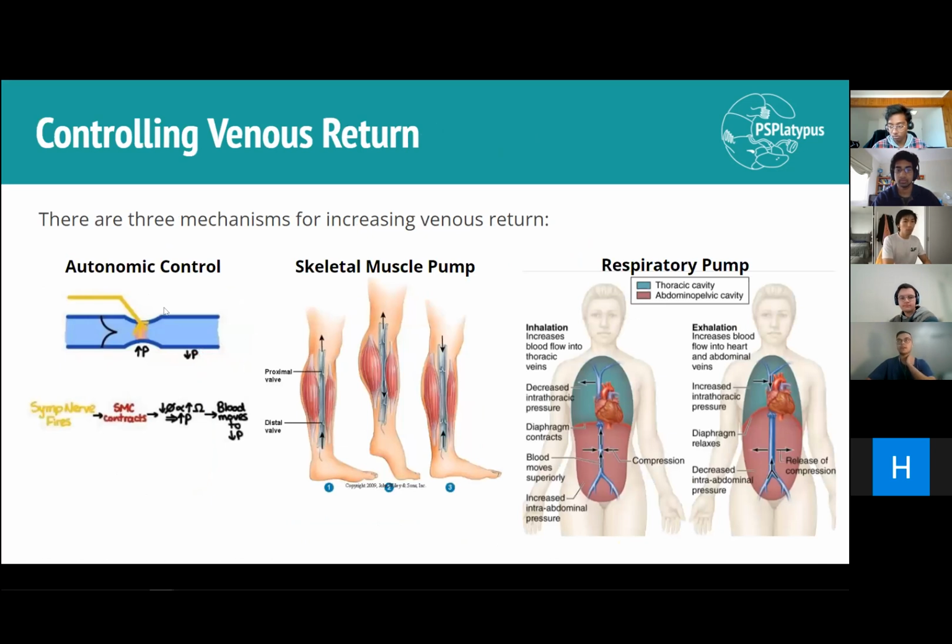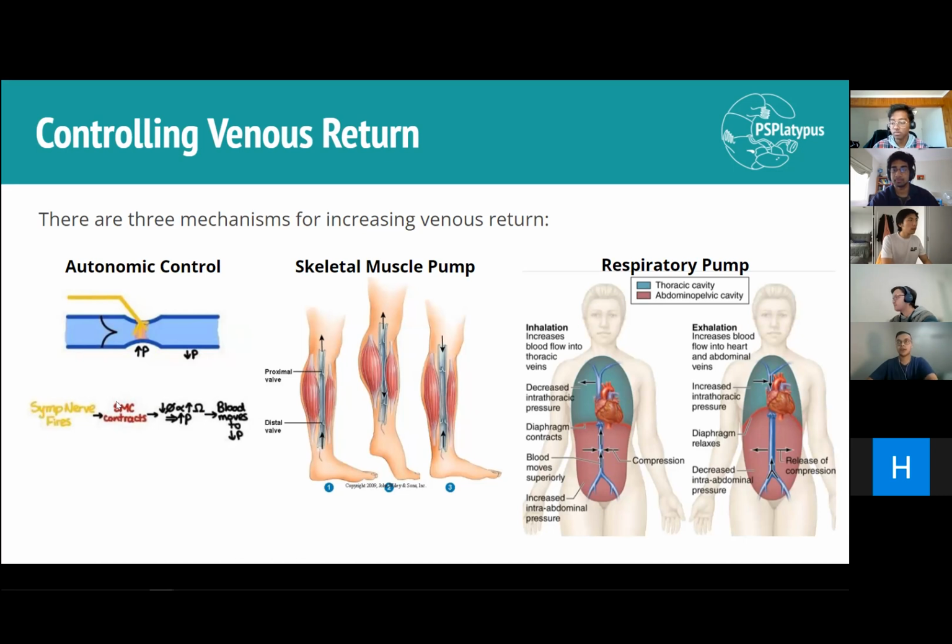So there are three mechanisms that we focus on. The first one is, I couldn't really find any good images online, so I just drew a very, very basic diagram there. But essentially, the principle is very simple. It's autonomic control. So you have autonomic nerve fibers, so that's your sympathetic nervous system in this case, firing. Well, in some parts at least, it's the sympathetic nervous system firing. And what that does is it causes the smooth muscle cells around the vein to contract.